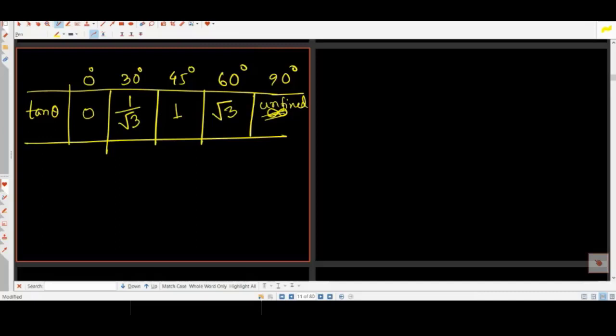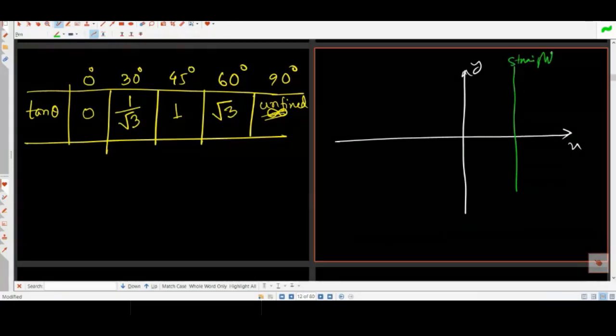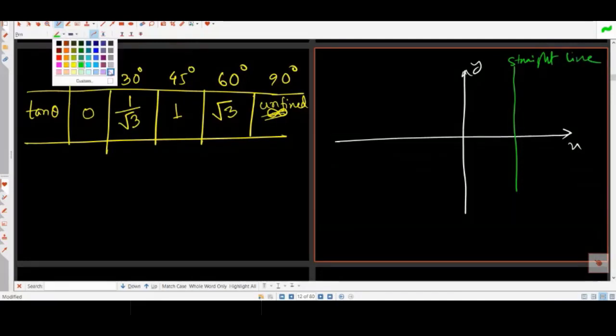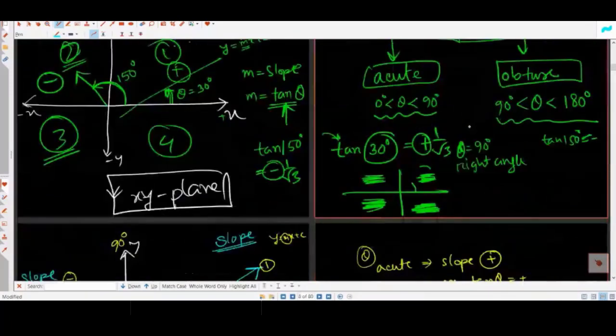So suppose we have a line in the xy plane. The line is just like this one. This is our straight line, which is parallel to the y-axis. So we want to find the angle from the positive x-axis to the line. We can understand that the angle will be just 90 degrees. That means the angle is a right angle, which is 90 degrees.